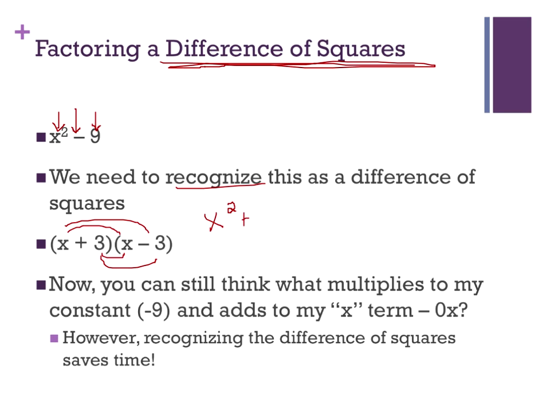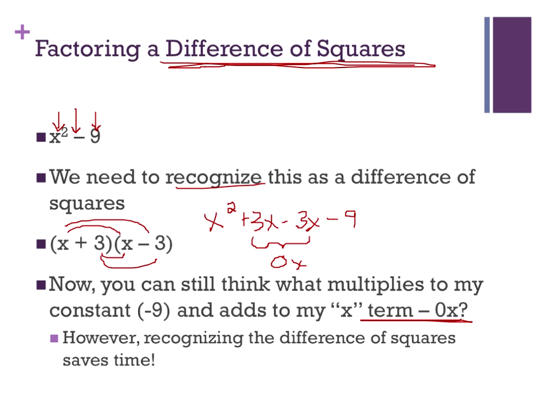And if we forget, or if we're not sure if that's right, go ahead and multiply or FOIL that thing out to get x squared plus 3x minus 3x minus 9. And again, you can see here's my middle two terms. They add up to 0x.